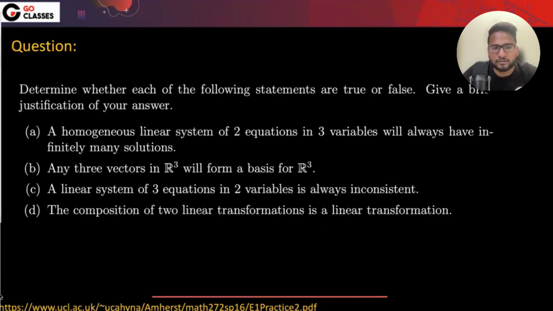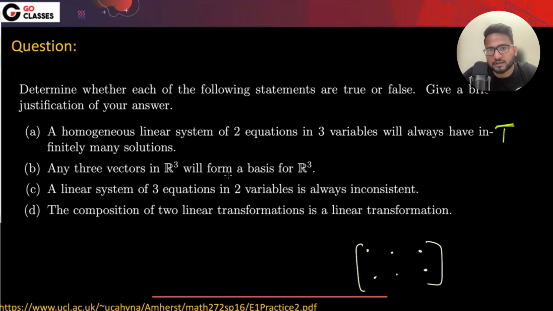Okay, let's do this question. They're saying: determine whether each of the following statements is true or false, and give a brief justification. A homogeneous linear system of two equations in three variables will always have infinitely many solutions. Two equations and three variables, which means this kind of matrix. It will always have a free variable, because the pivots can be at most two. So this is true.